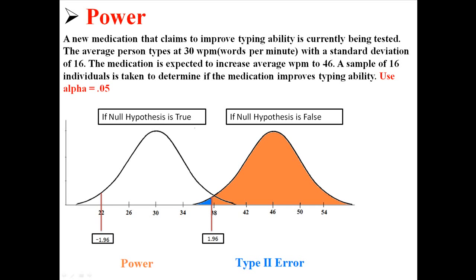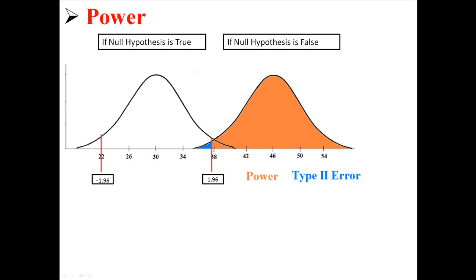This orange area is our power. Remember, power is our probability of making the correct decision, correctly rejecting the null hypothesis when the null hypothesis is false. And anything left over is the type 2 error. So what we need to do now is calculate what exactly the probabilities are for power and for type 2 error, or beta.